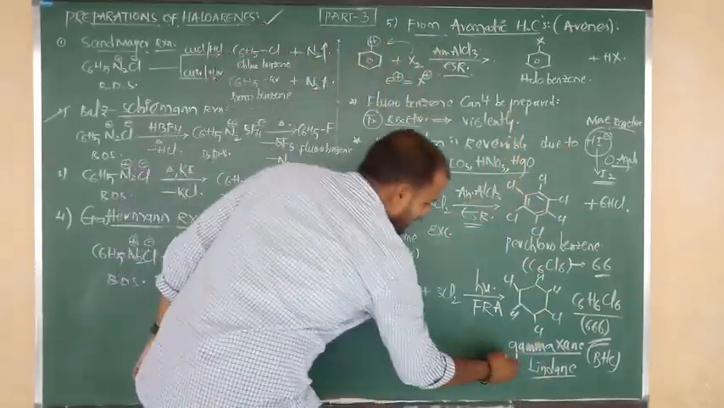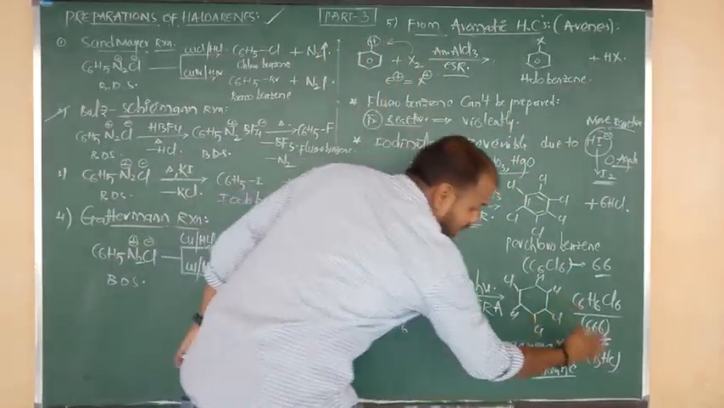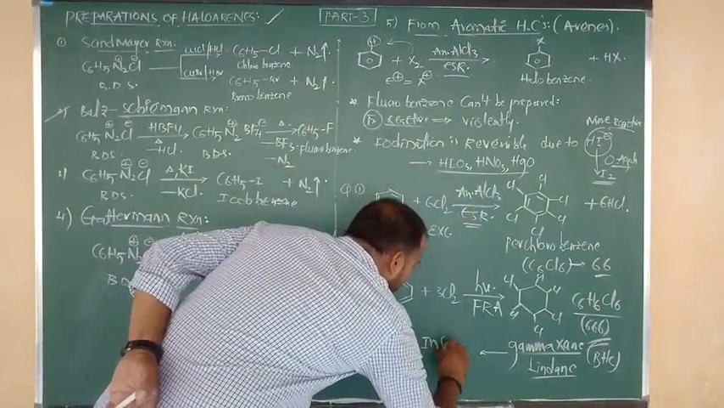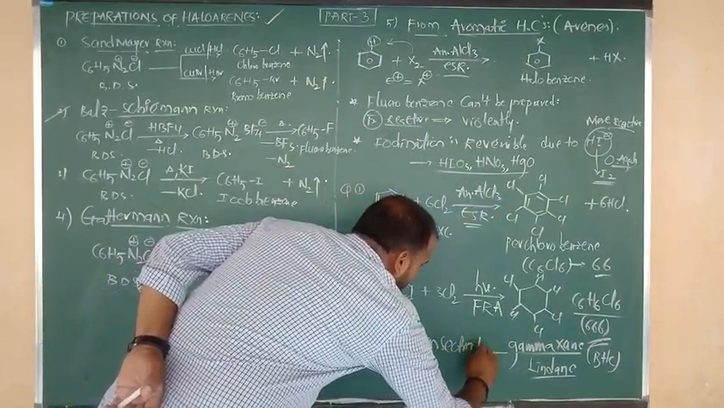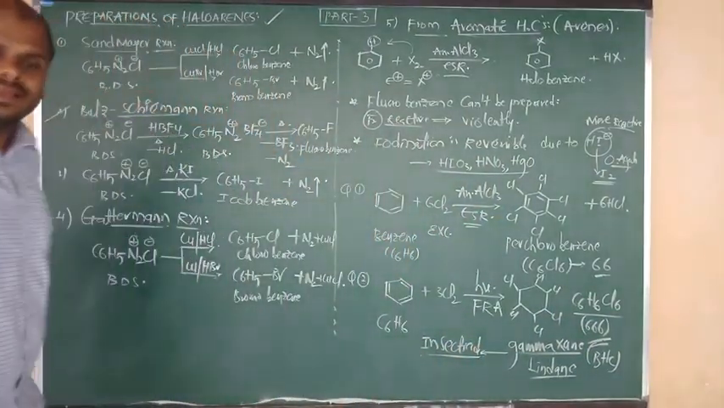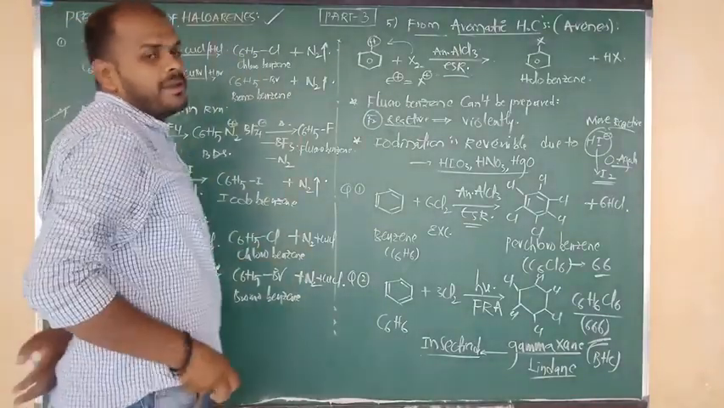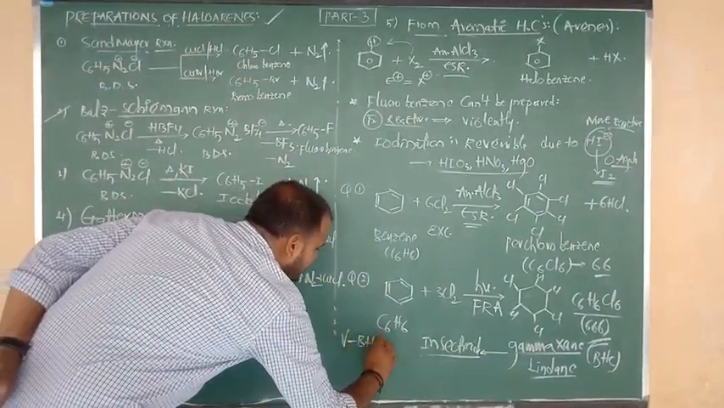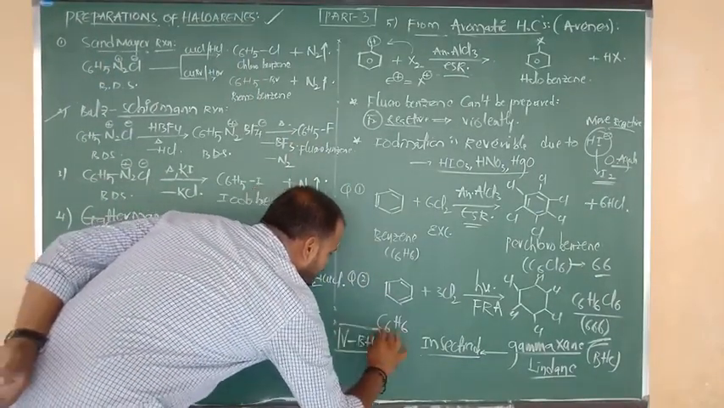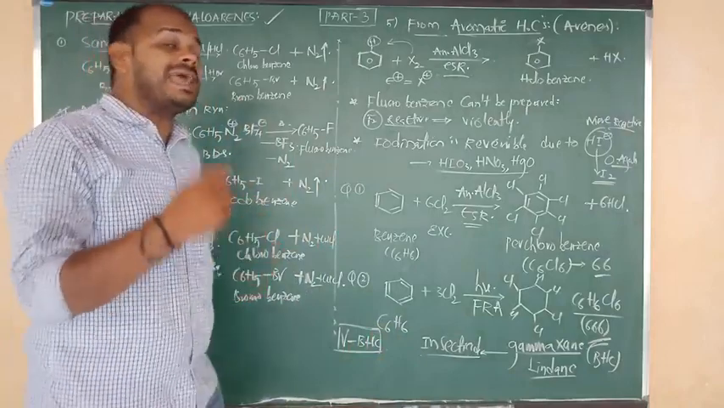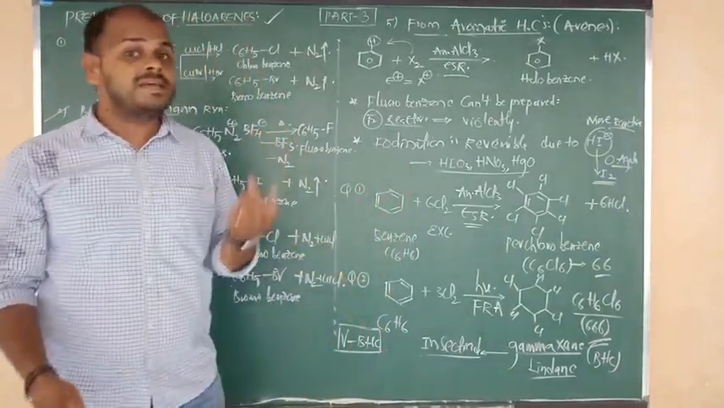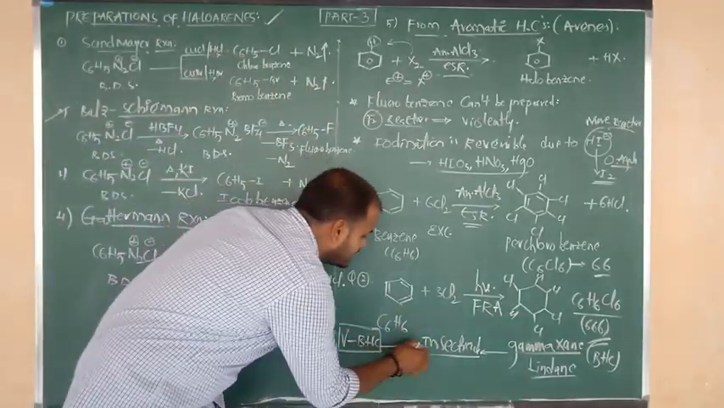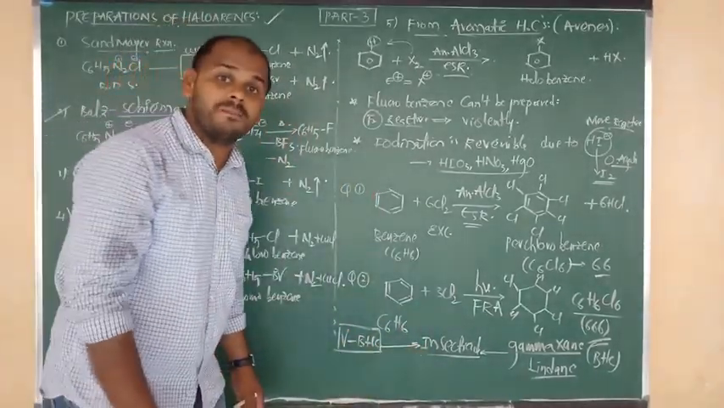Be careful, very very very important. Such gamma-hexane or BHC can act as an insecticide. Very very very important, don't neglect it. So which type of BHC? Especially I want to say gamma BHC. A question was repeated in the exam. Which BHC? Alpha BHC, gamma BHC, beta BHC? Gamma BHC acts as an insecticide.